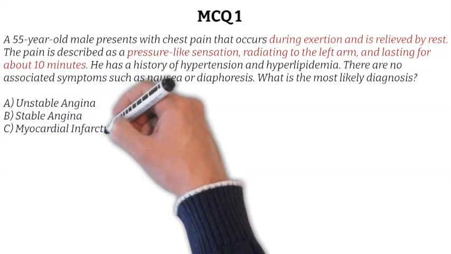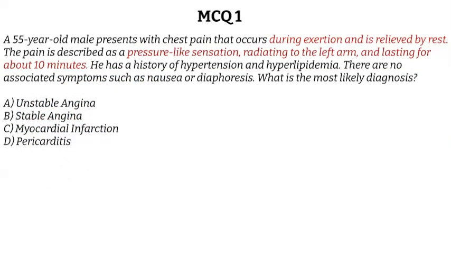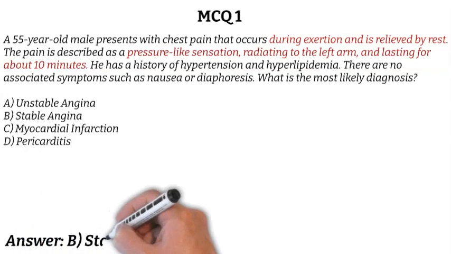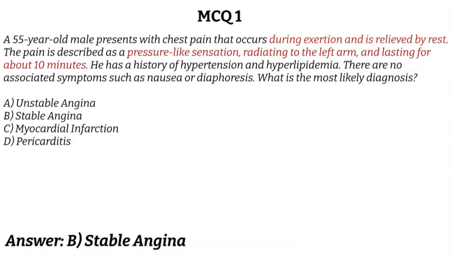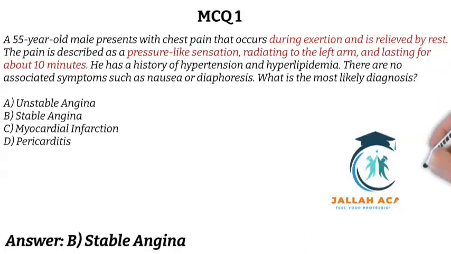Unstable? No. Is it stable? Yes. Is it myocardial infarction? No. Is it pericarditis? No. The correct answer is B. It is stable angina because it has all the characteristics of stable angina.